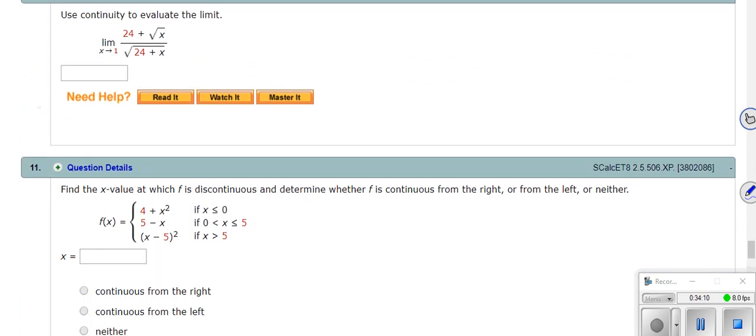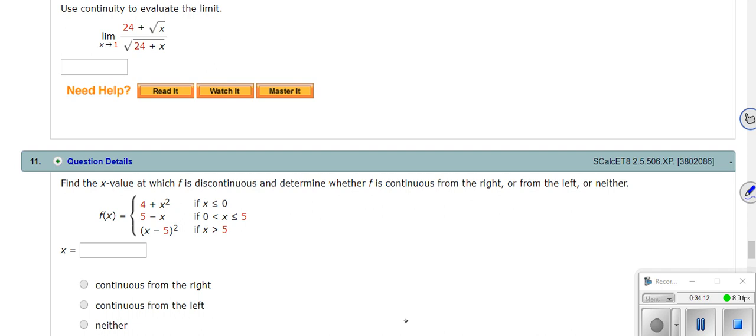Now, use continuity to evaluate the limit. You guys, all you really have to do on number 10 is plug a 1 in and solve it. That's it. Just plug a 1 in because the limit of that function as x approaches 1 is defined. Just plug the 1 in and solve it.